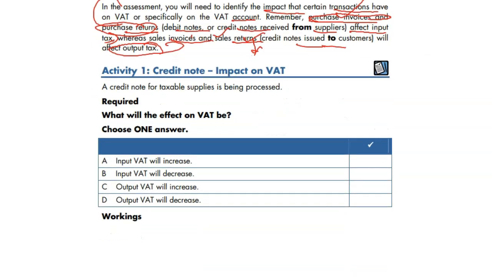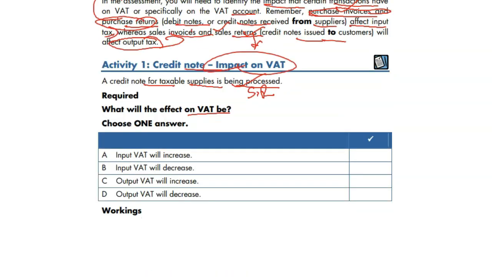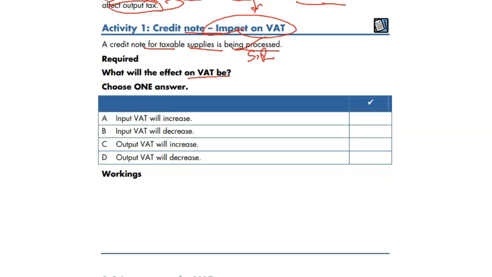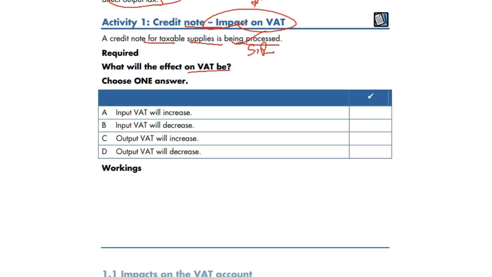Keeping these in our head, let's do activity number 1. Credit note, impact on VAT. A credit note for taxable supplies is being processed. Credit note means sales return. Processed means we have issued a credit note. What will be the effect on the VAT? So it's the sales return, sales going to be affected. Purchase return, purchase going to be affected. So sales return deals with output VAT, sales deals with output VAT, and return makes it go down. So decrease is the answer. These are not the answer.